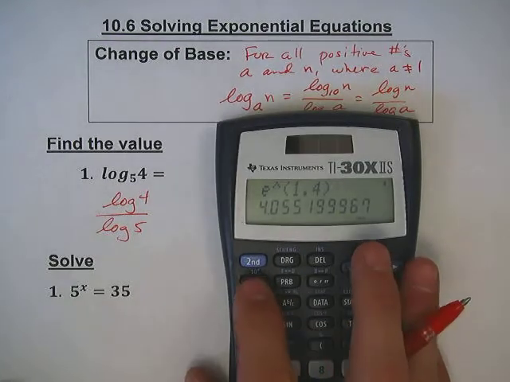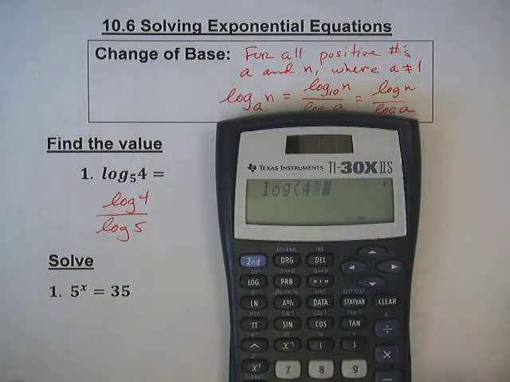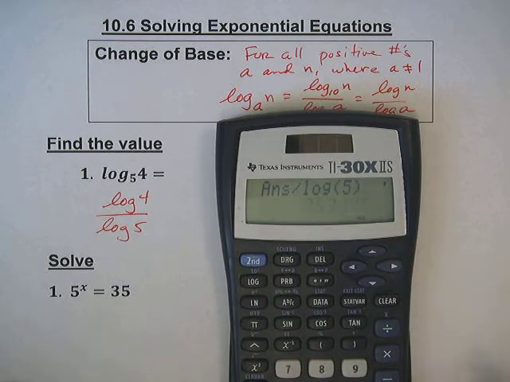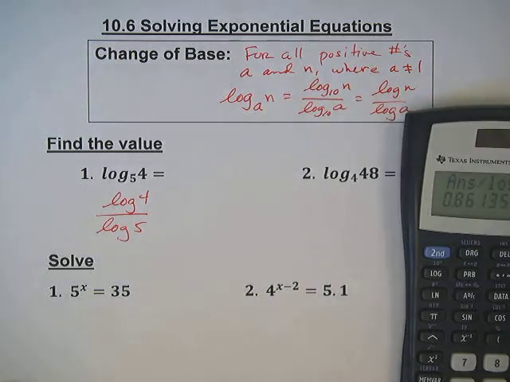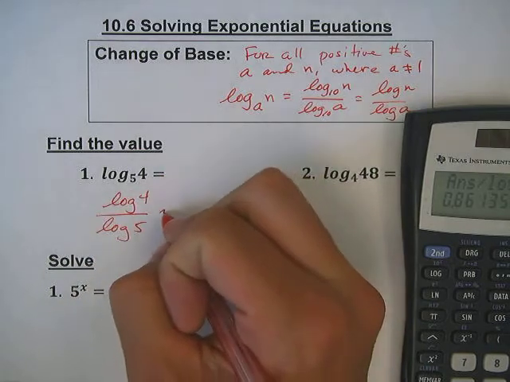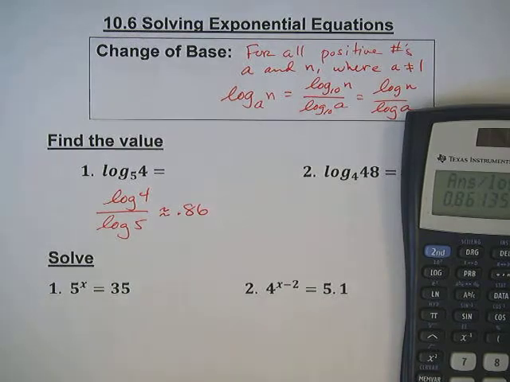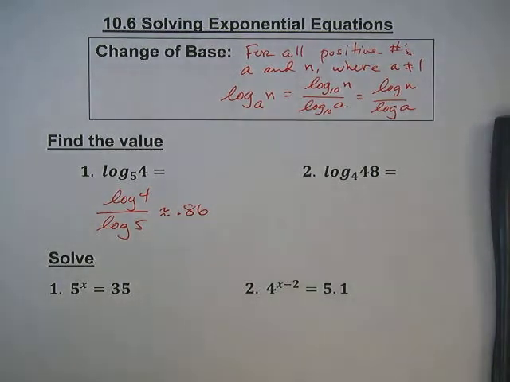And then I'd take my calculator, and I would simply do log of 4 divided by log of 5. And if we go hundredths place, I get about 0.86. And that's it. That's as difficult as it comes.